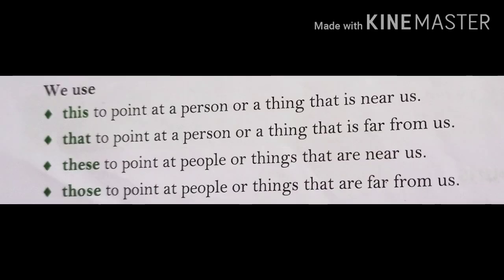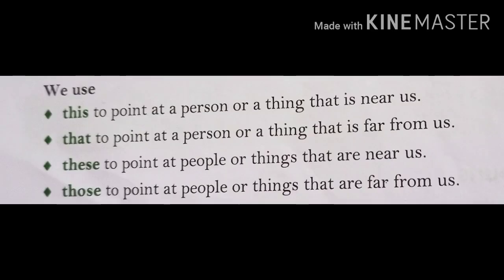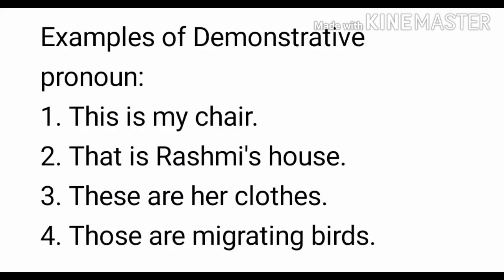These is used to point at things or people in plural that are near us. Here is an example. These are her clothes. In the last one, those is used to point at things or people that are far from us, for plural people or things. Okay, here is an example. Those are migrating birds. So now I hope that you have understood possessive pronouns as well as demonstrative pronouns.